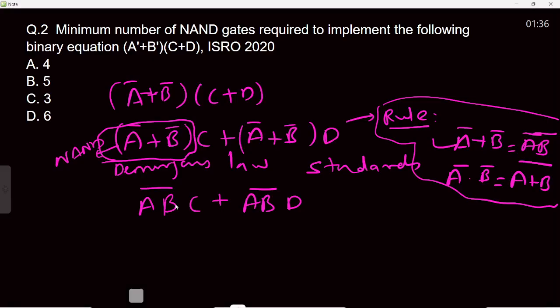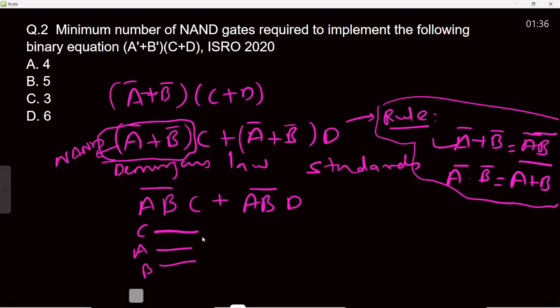Now I will be drawing the NAND gates required. So for these equations I will be drawing the NAND gates circuit diagram. Now the circuit diagram will be like this. This is the C, then this will be the A, then B.